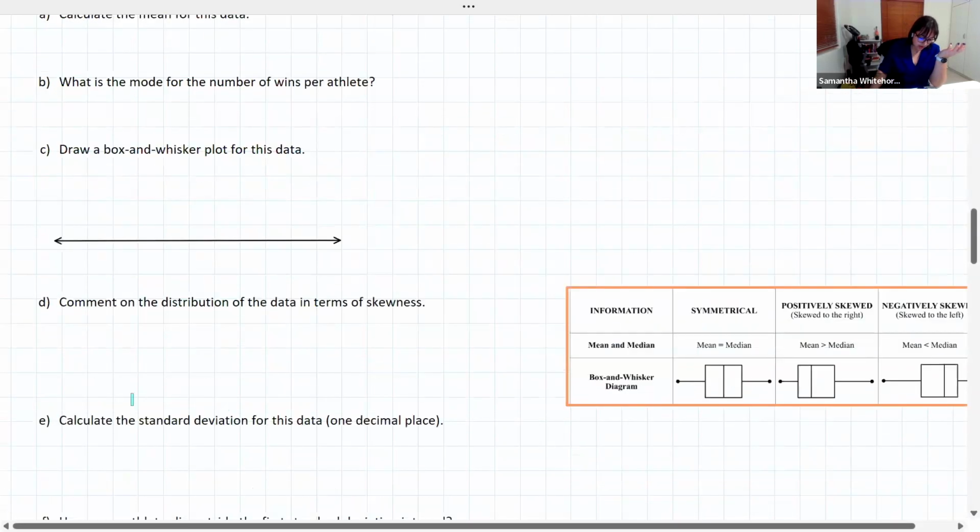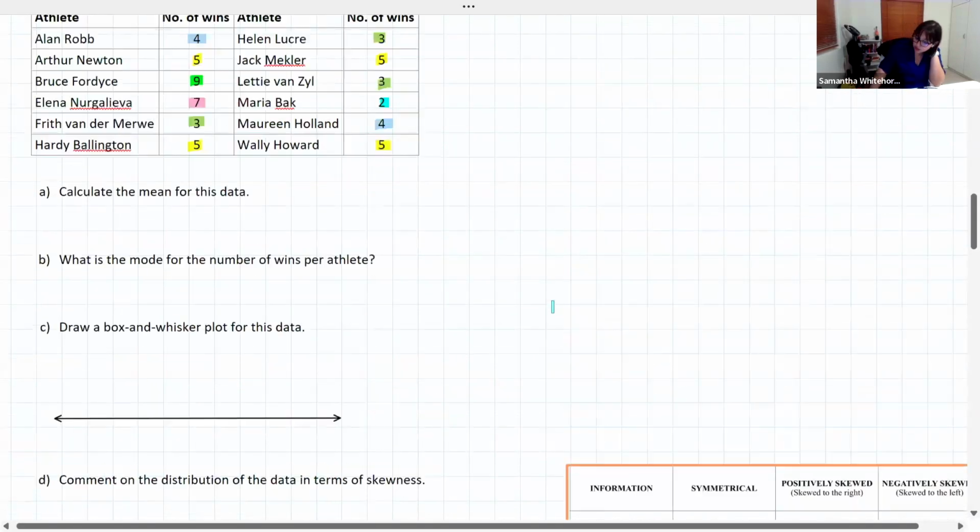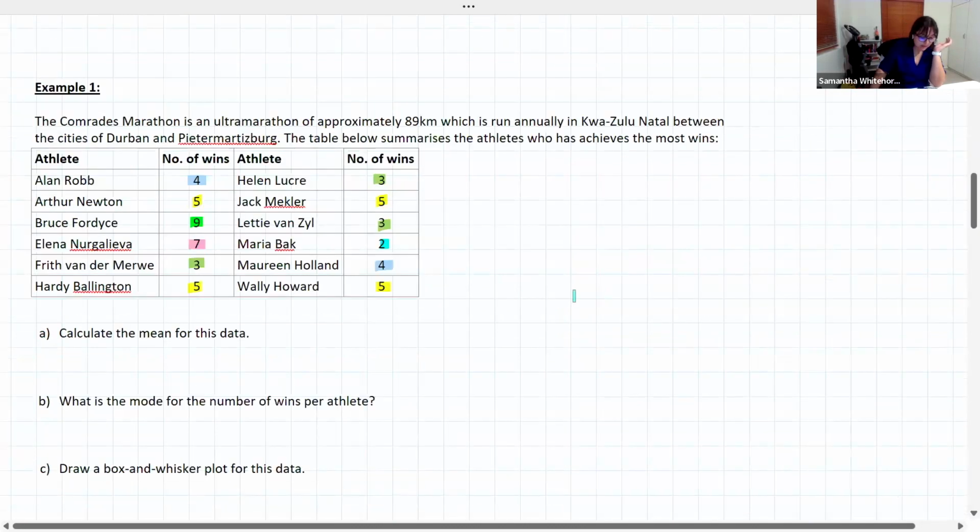But later on, we're going to be asked for the standard deviation. We're going to use our calculator for that. So we're going to input our data immediately so that we can do all of these calculations.